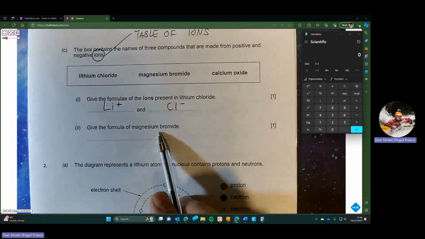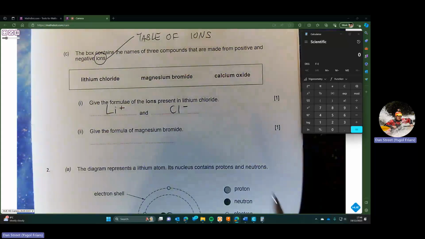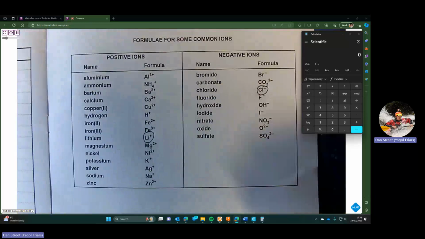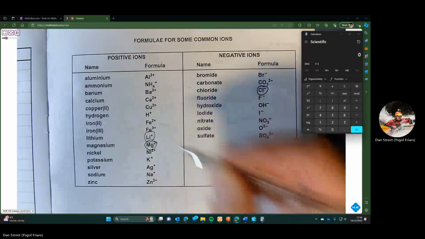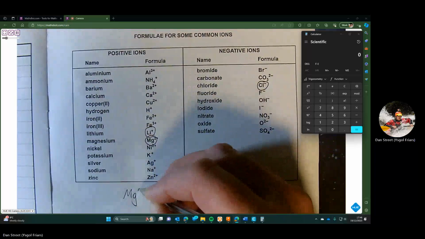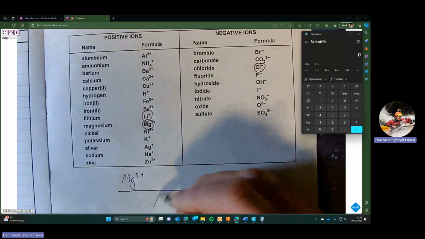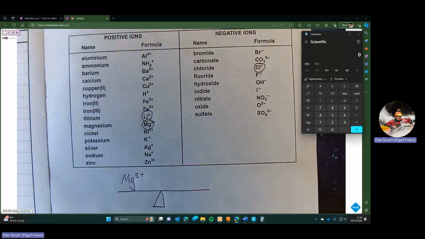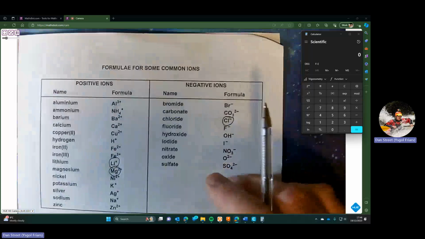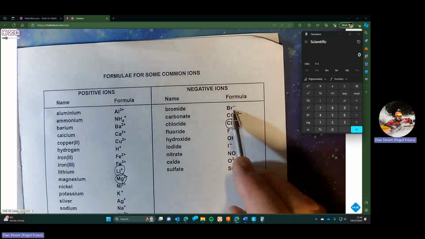Give the formula of magnesium bromide. This is a little more difficult. To do this, we need to discover the ions for magnesium and the ions for bromide. Magnesium is this ion here, so if we write down Mg2+, and if you remember when you're doing the formula, you need to think about it as a seesaw, as a balancing act. And then the bromide is here, that's Br-.